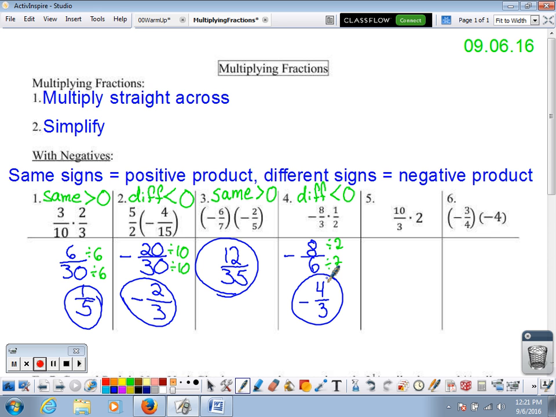Now, if this were a story problem, what would we have to do? What would we have to do, Alyssa? We'd have to write a complete sentence answer, and what else? We'd have to make that a mixed number. What would that mixed number be?